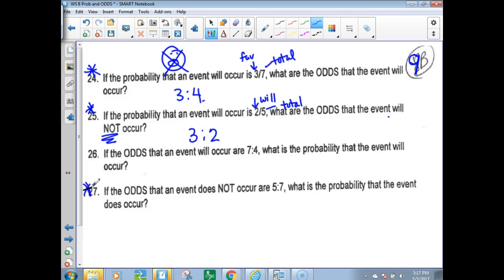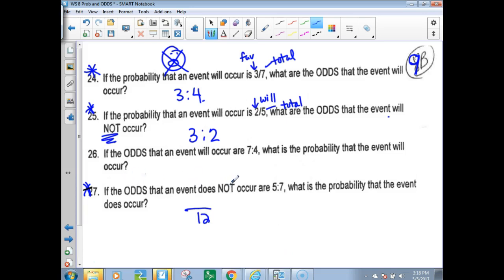Okay, let's try 27. If the odds that an event does not occur are 5 to 7, what is the probability that the event does occur? Not is 5. Does then is 7. Since this is at odds, what's the total though, guys? 12. All right, so our probability is going to have 12 on the bottom.